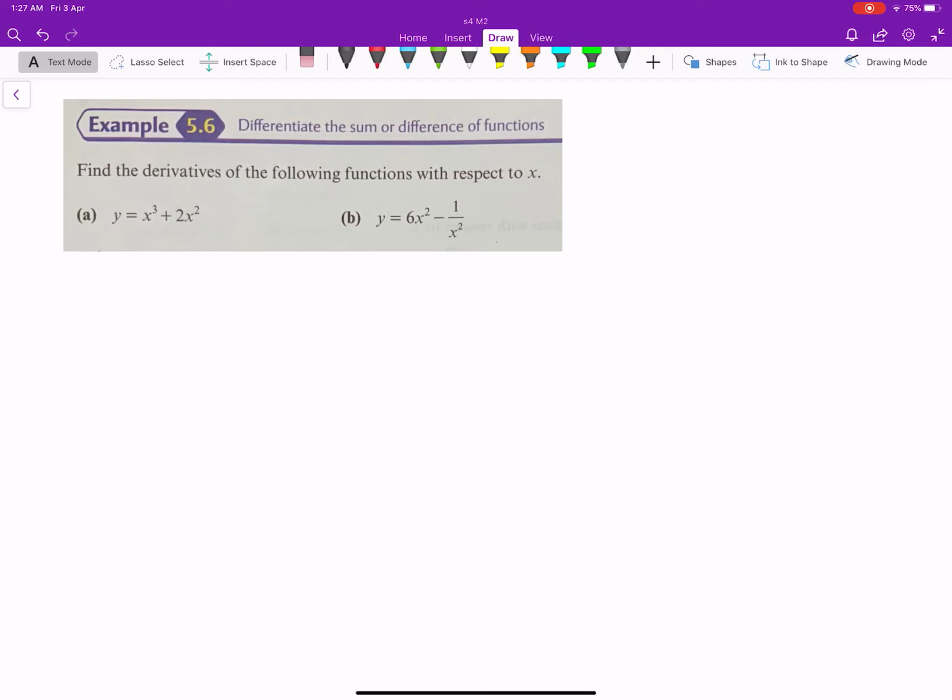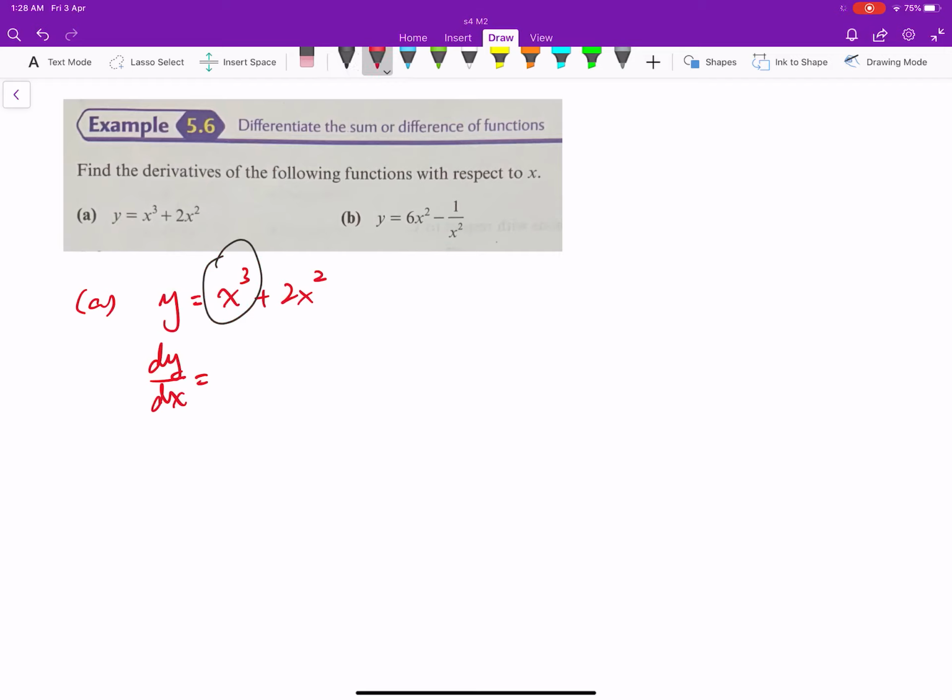Now, example 5.6 for part A. Find the derivatives of the following function with respect to x, which means we try to find dy/dx. First, maybe we copy the question and then dy/dx. Here we get addition, but we can do that separately and then add them afterwards. So we look at the first one.